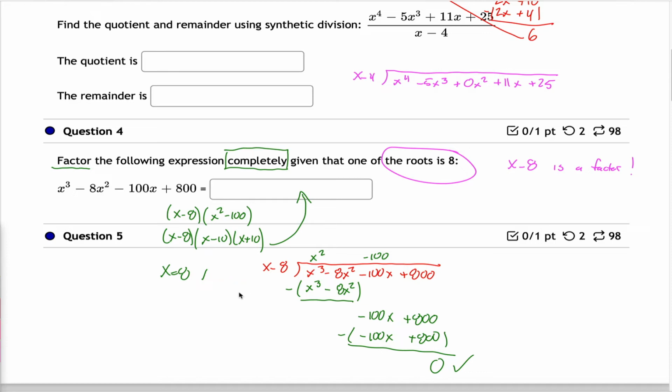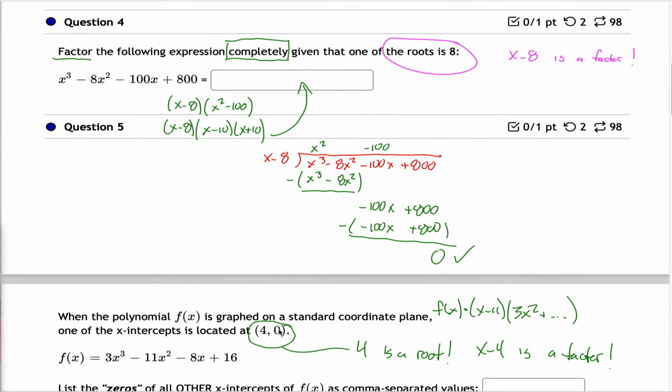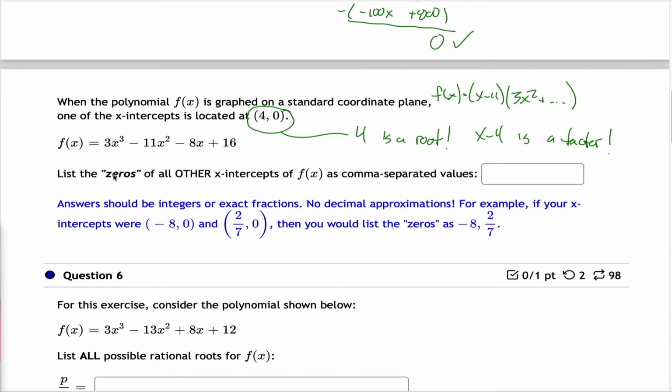In question 5, they don't want the completely factored form. They want the roots. All right, so what you'll write in here is list the zeros, aka roots, means the exact same thing, of all the other x-intercepts. So when I say other x-intercepts, I mean don't include 4. We already talked about that one. So you're going to end up with x minus 4 times some 2nd degree polynomial. This 2nd degree polynomial will produce 2 roots, and you're going to write those 2 roots in here.